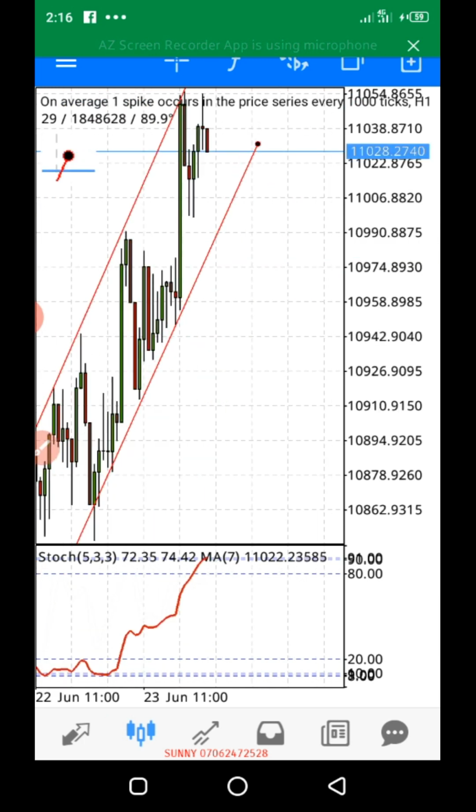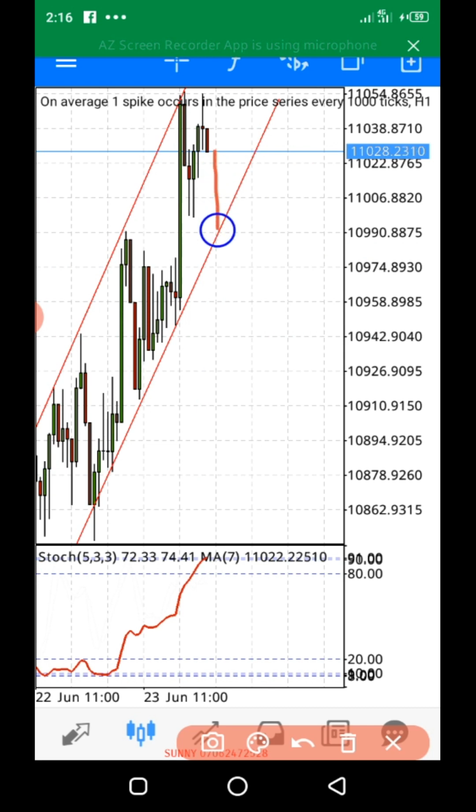Now I'm expecting this market to get to this point. I'm expecting this market to get to this point. Then what happens afterward? If the market does not break this line, then we will see a reversal. The market will reverse and go back up. So the market will come down, then go back up higher. They call it a higher high.